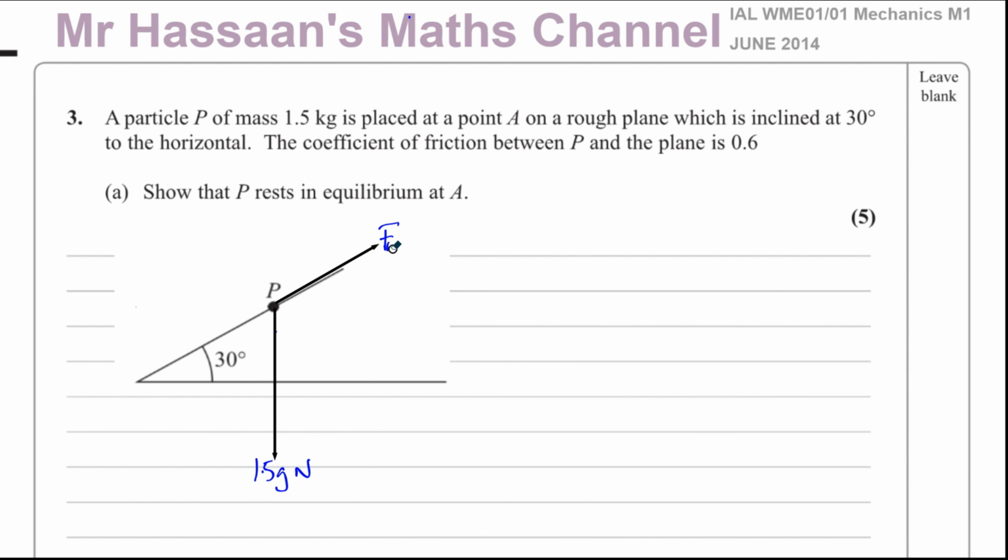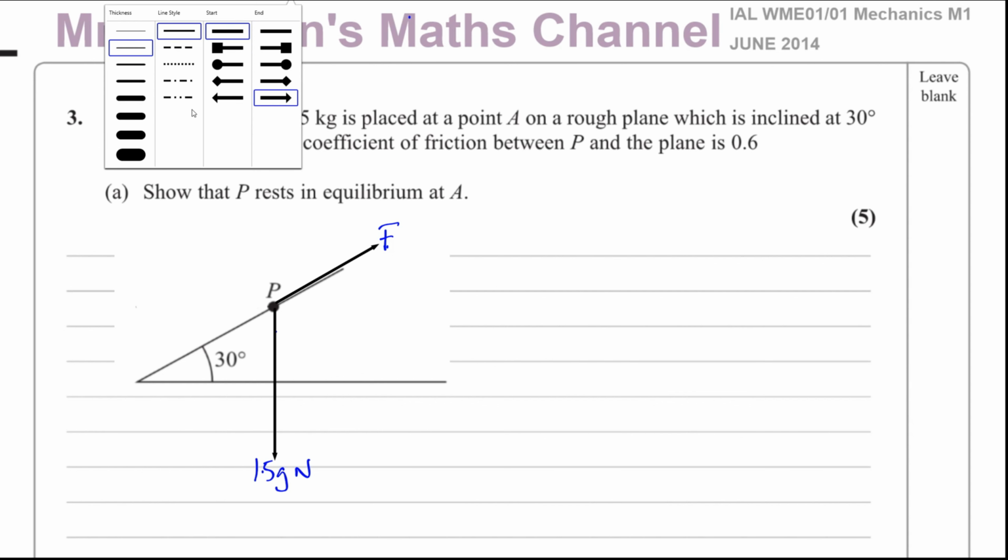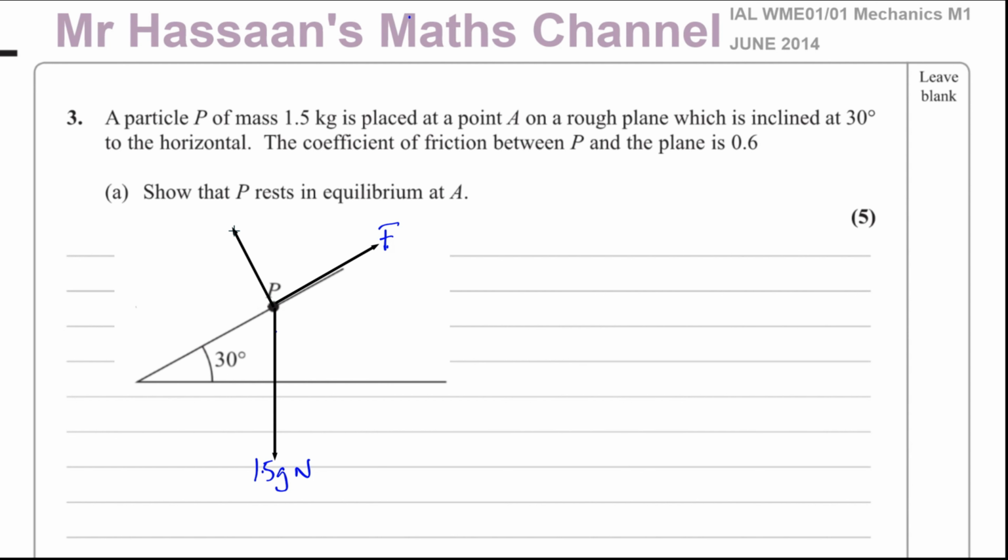And we also have the reaction force acting when an object is in contact with the surface, which is always perpendicular to the surface. So that's going to be at right angles to the surface, and that's the normal reaction force, which we could call R. So those are the forces acting on this particle. Now what we need to do is resolve these forces parallel and perpendicular to the plane.